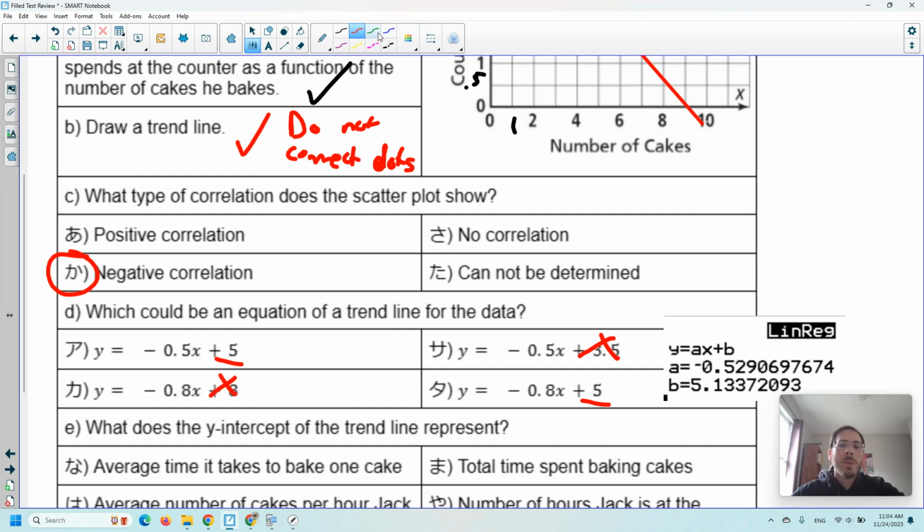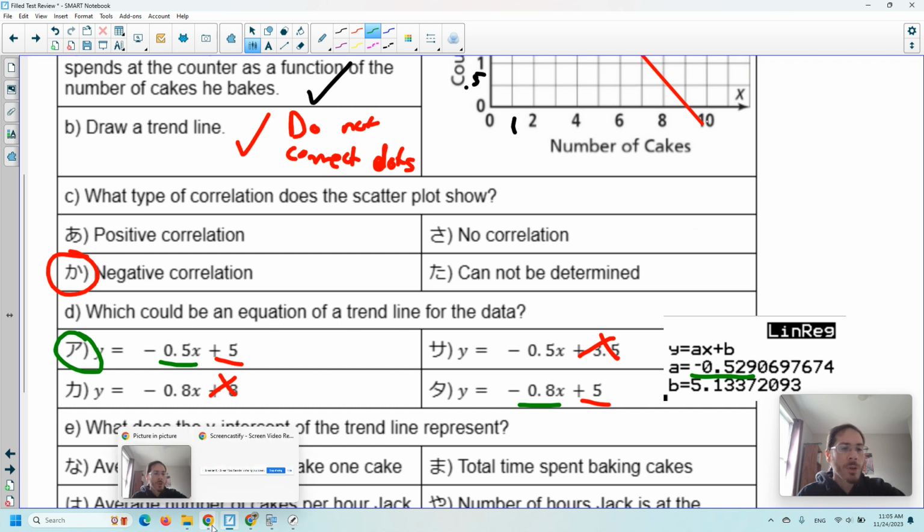Now again, with our a value, this is kind of like the slope. Negative 0.5 is a little bit closer to 0.5 versus negative 0.8. So I'm going to pick this one. Now again, the way that you draw your line, it could actually be the other one. So you do have to kind of double check. Kind of a tricky one to get right. So that's what we got.